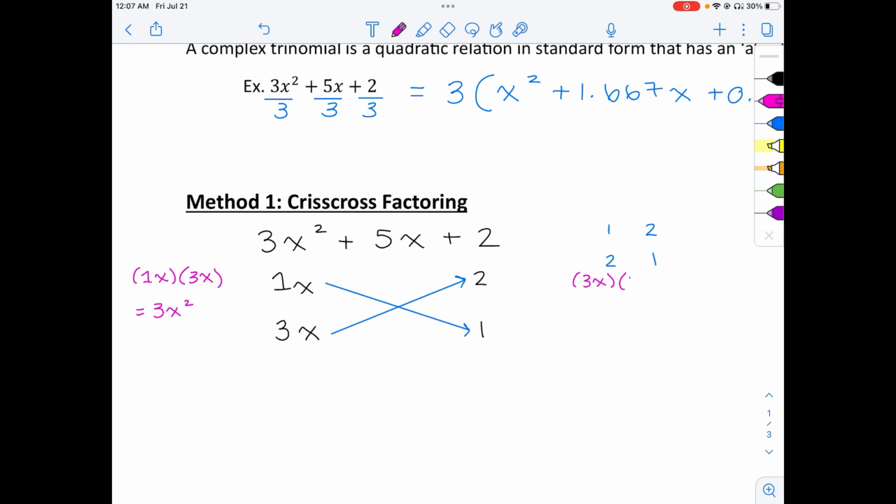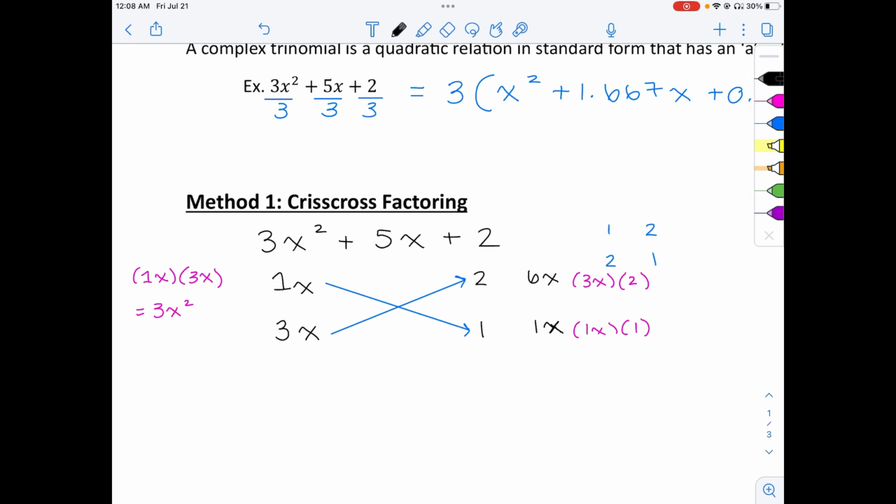I don't typically show this when I'm doing this method, but I will because we are learning. So 3x times 2, and then I'm going to write that product beside the 2 here. So that gives me 6x. And then I'm doing the same thing with the other numbers. So I'm going to do 1x times 1, and that just gives me 1x.